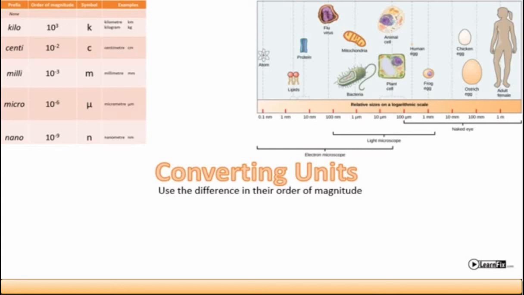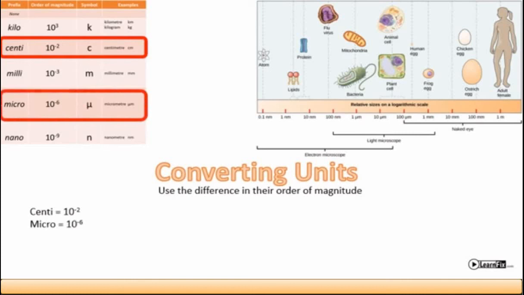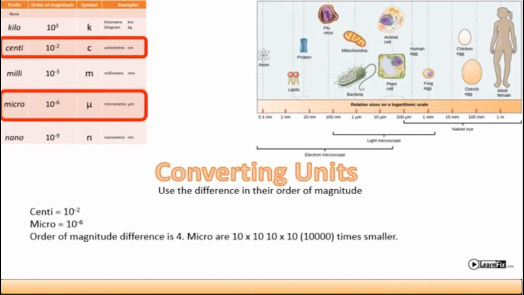Now, the best way to convert units is to consider the difference in their order of magnitude, their index, if you like. If one unit has an index of -2, meaning it is in hundredths, and the other unit has an index of -6, meaning that it's in millionths, then there's a difference of 4 orders of magnitude. The larger unit is 10,000 times bigger than the smaller unit.